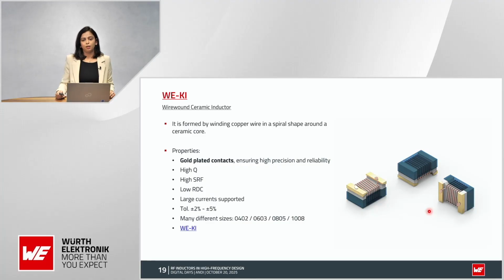First come the wire wound ceramic inductors, WE-KI. It is formed by winding copper wire in a spiral shape around a ceramic core. The main properties are gold-plated contacts, high quality factor, high SRF, low RDC, and it can support large currents. It comes with a tighter tolerance of 2% and 5% and is available in many different sizes from 0402 to 1008.